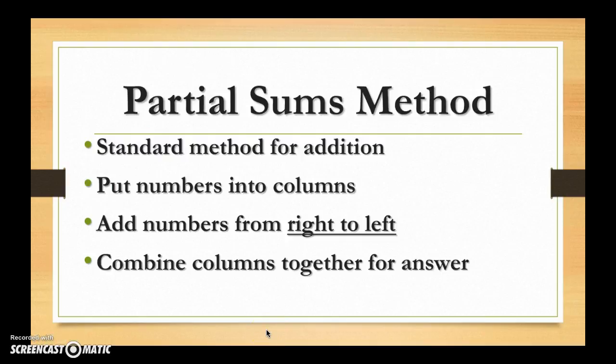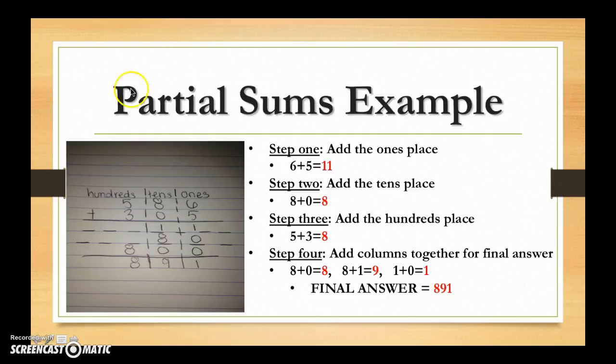And for this method, you're going to place the numbers into columns and then add those numbers in the columns from the right to the left and combine all those columns together for the final answer. Partial sums example. Here we are going to be adding 586 plus 305.